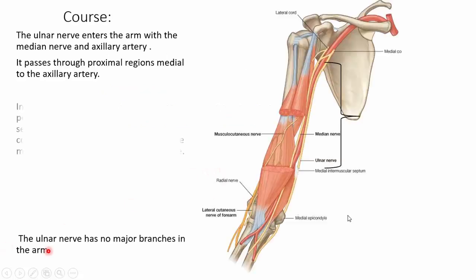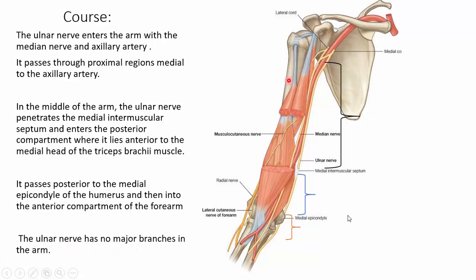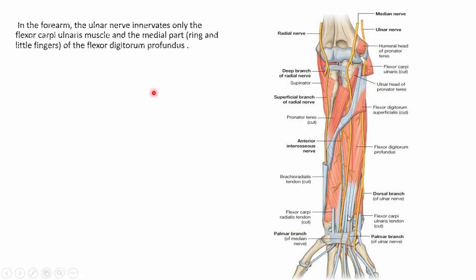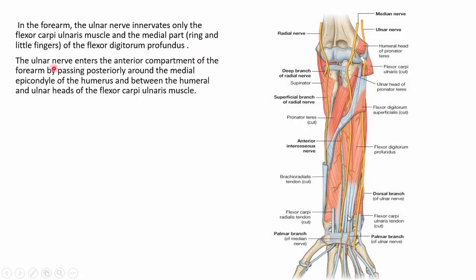Finally, the ulnar nerve has no major branch in the arm. In the forearm the ulnar nerve innervates only the flexor carpi ulnaris muscle and the medial part, ring and little finger, of the flexor digitorum profundus. The ulnar nerve enters the anterior compartment of the forearm by passing posteriorly around the medial epicondyle of the humerus and between the humeral and ulnar heads of the flexor carpi ulnaris.